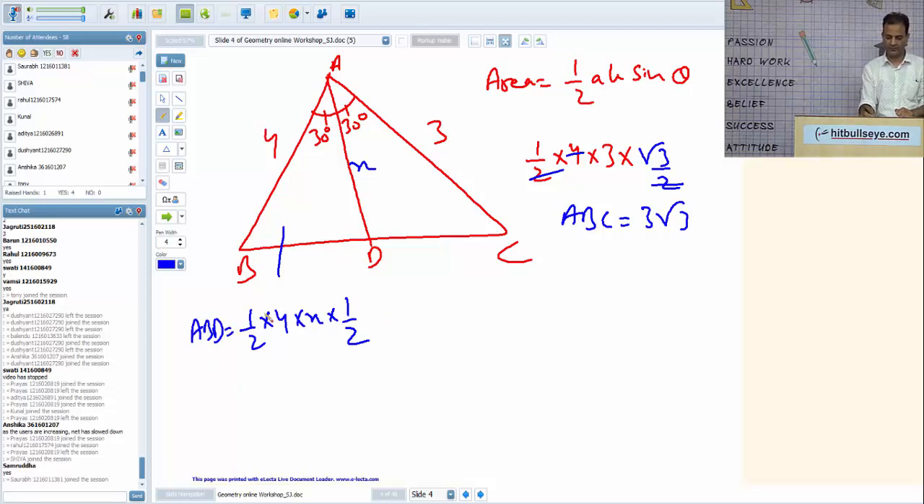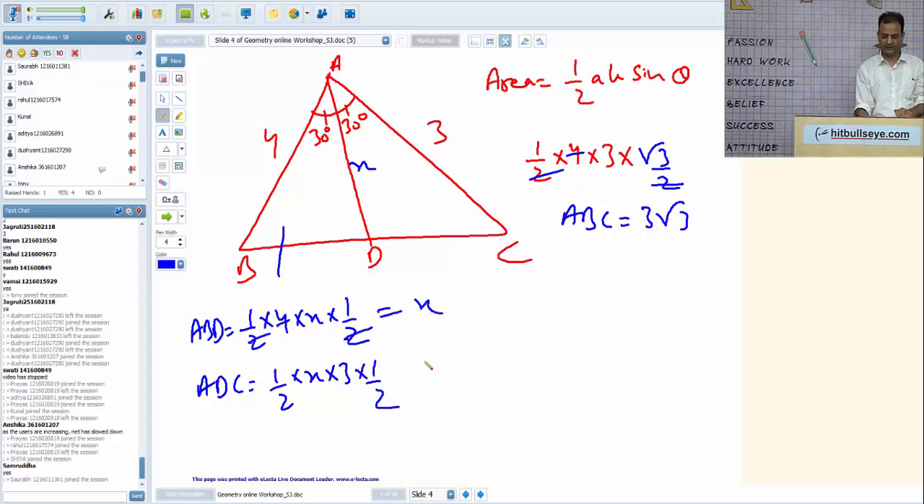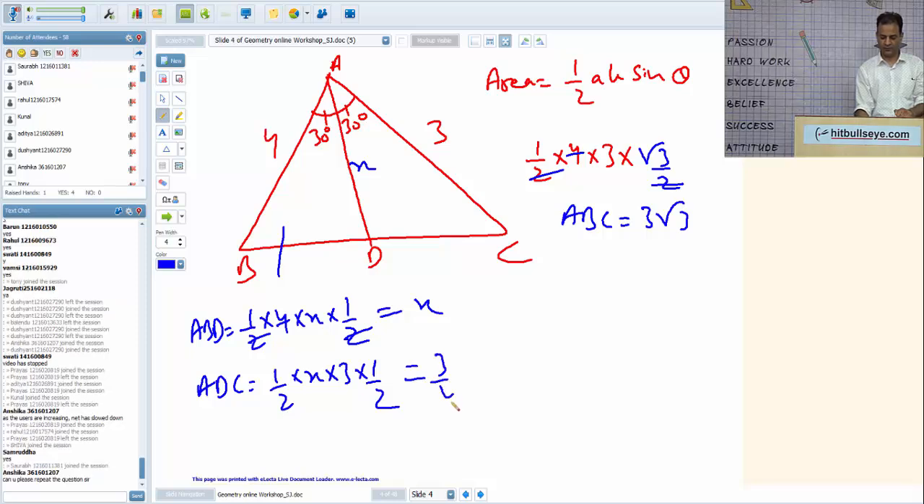And area of triangle ADC is half into x into 3 into sine 30. So the half will cancel here, it will be 3 by 4x. These two areas should be equal to the area of the total triangle. So what is the area of the total triangle?